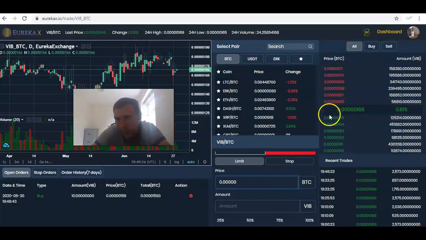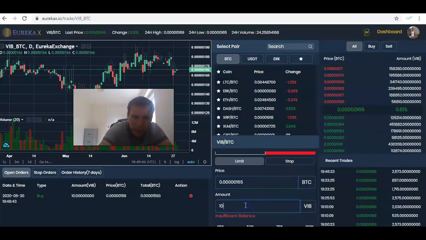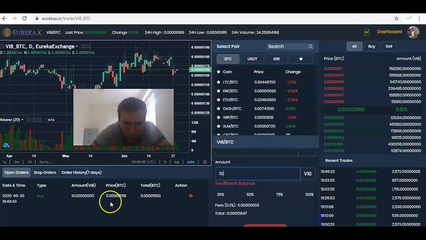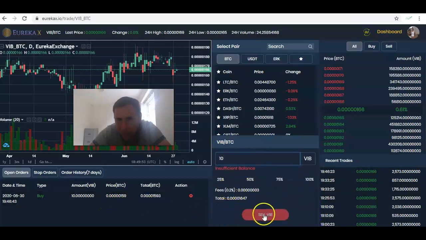And you want to sell to this one here. This is the highest buy order. This is what you want to sell to. So you put in 165, and then you put in the amount. So it would be 10 VIB, obviously, when that goes through. And of course, it's telling me insufficient balance right now because this one hasn't gone through. But you click on sell VIB, and boom, there we go.